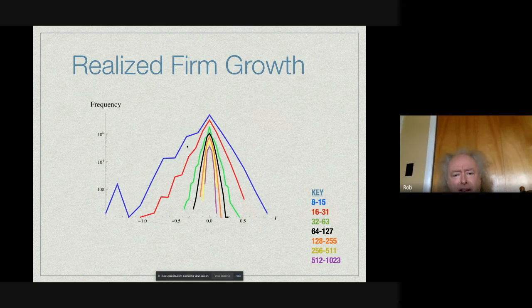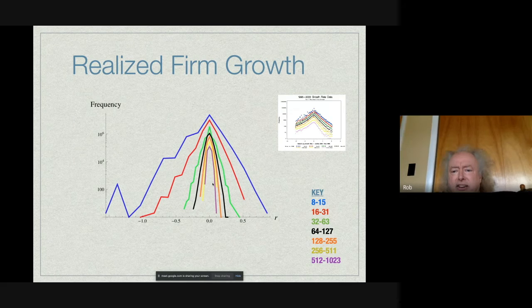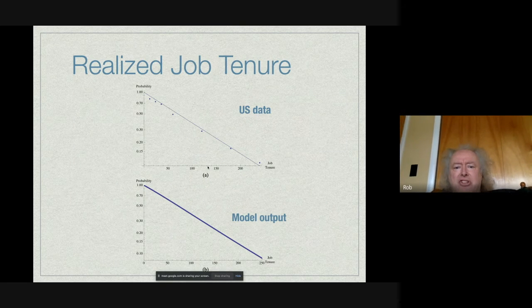Firm growth rates. We are getting the same kind of growth rates as in the real world. Small firms have more volatility, more variability in the growth rates. Big firms have less. It should look like this. It doesn't look exactly the same, but it looks quite similar. Job tenure. The data are up here. The model output is here. This is something which we calibrate to get the turnover to come out just about right.